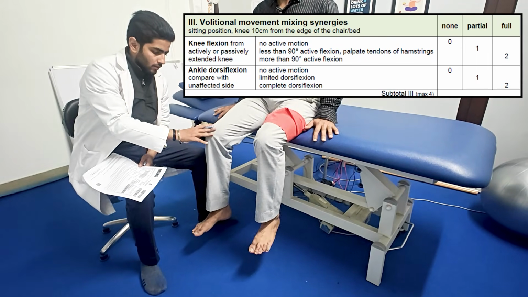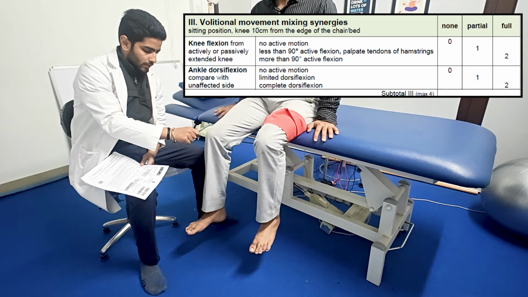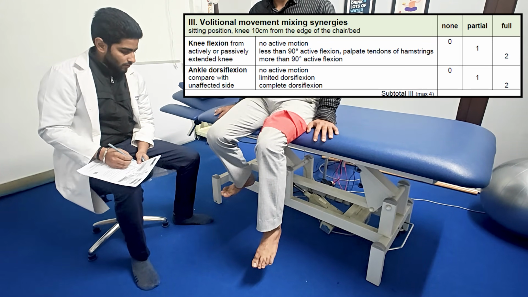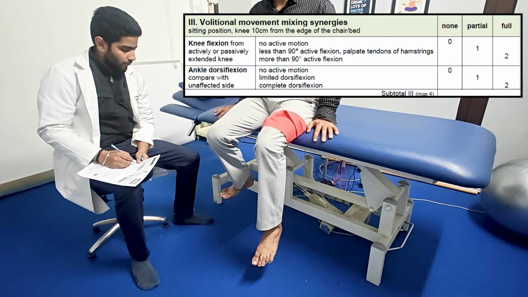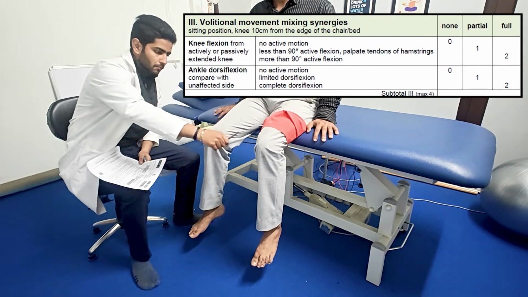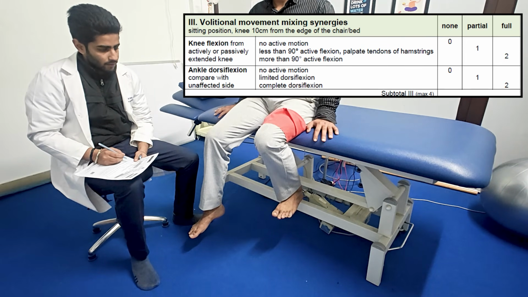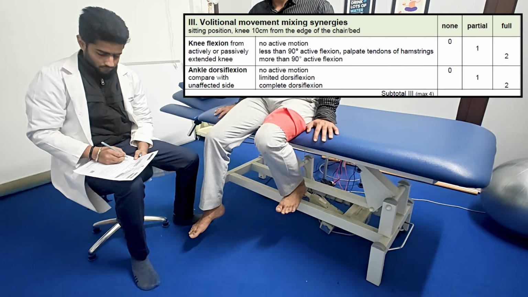Moving forward, we are going to check for the movement synergy in sitting position. So the patient is asked to perform knee flexion beyond 90 degrees followed by ankle dorsiflexion. So the knee should go beyond 90 degrees actively. The same is performed on the weaker side and movements are scored accordingly.